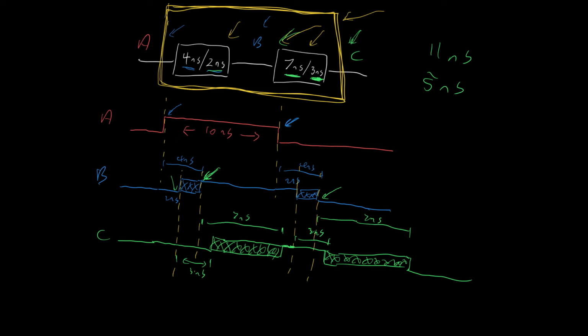By a similar argument, looking at the slowest person, it takes at most 4 nanoseconds to get here, and then takes at most 7 nanoseconds to get here. Therefore, the propagation delay is 4 plus 7, or 11 nanoseconds.